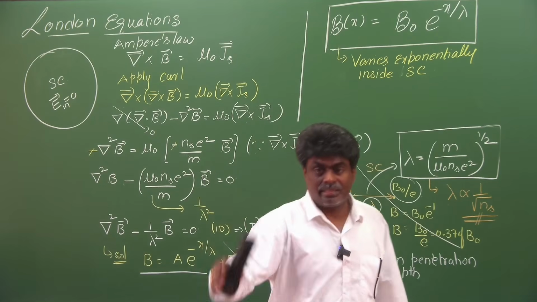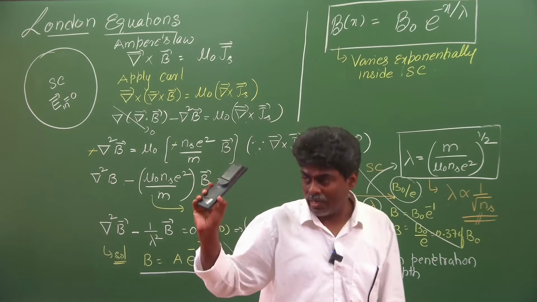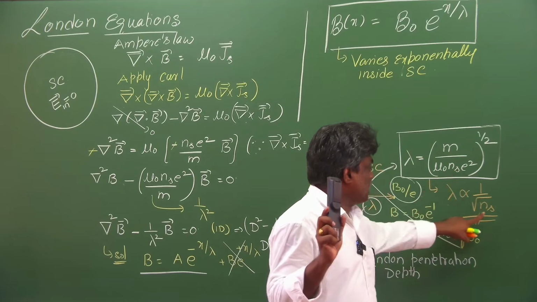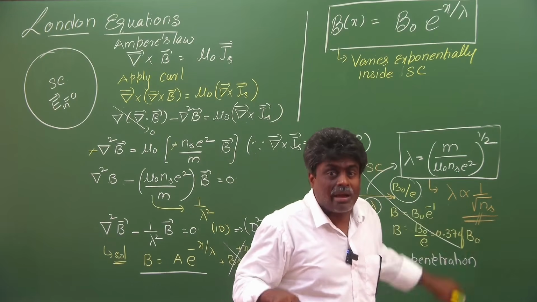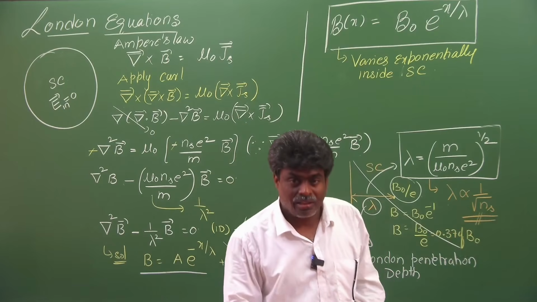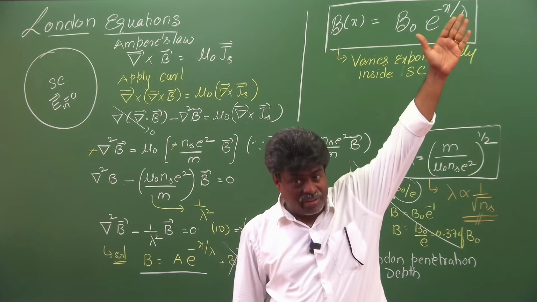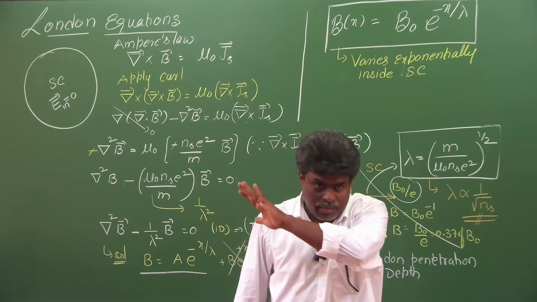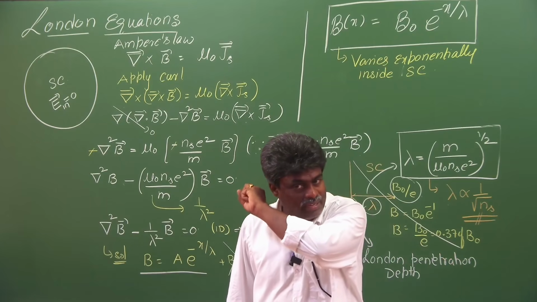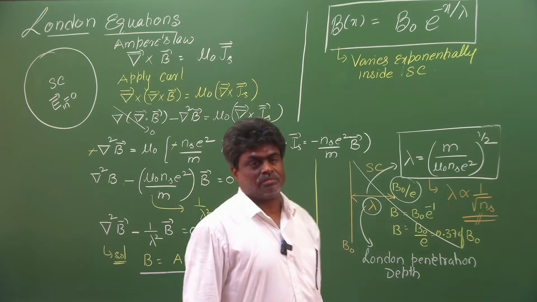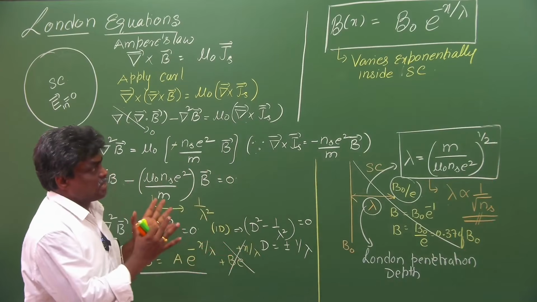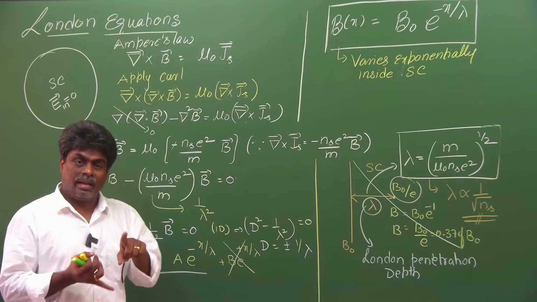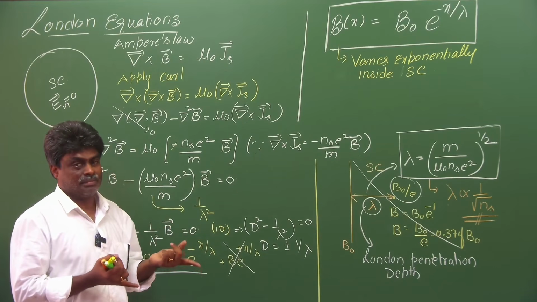Now I have taken iron, a normal conductor. Do you have any super electrons? The number of super electrons ns is equal to 0. Then lambda is infinite, which means the magnetic field decreases only after an infinite distance. Meaning, in a normal conductor the magnetic field can never be 0. See, these equations explain the nature of the normal conductor as well as the superconductor. Is that clear?